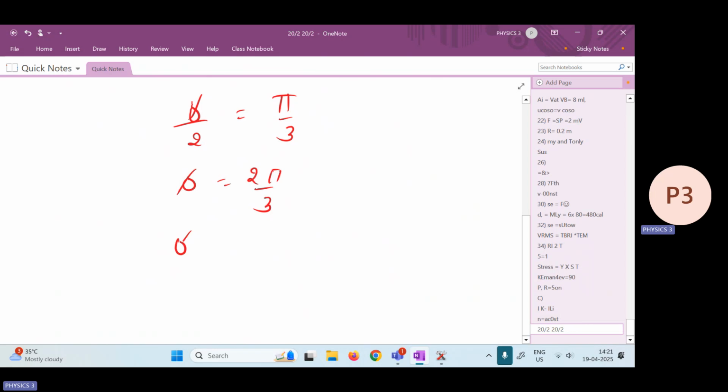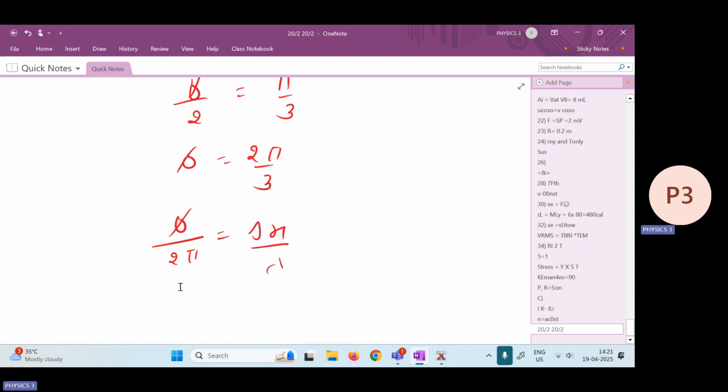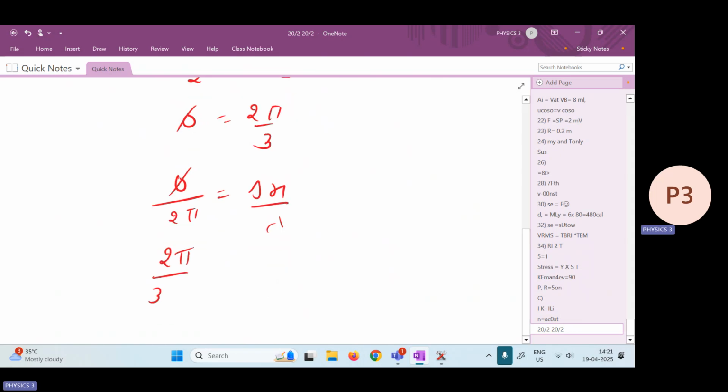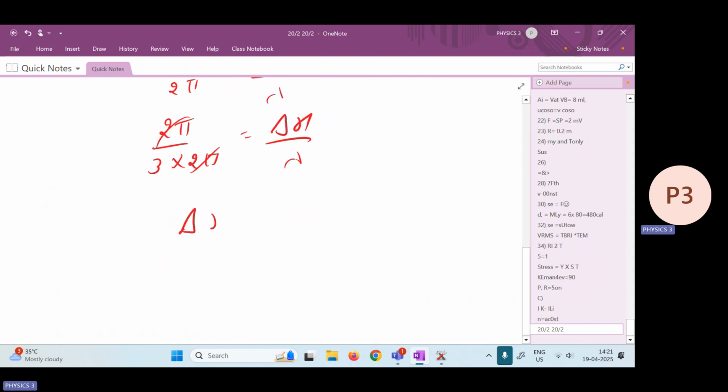Now we have a relation between path difference and phase difference. Phi by 2 pi we know is delta x by lambda. So 2 pi by 3 upon 2 pi is delta x upon lambda. Delta x, the path difference, we have got is lambda by 3. That we know is d sine theta.